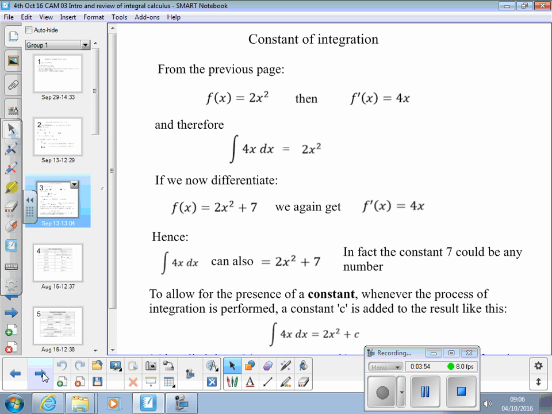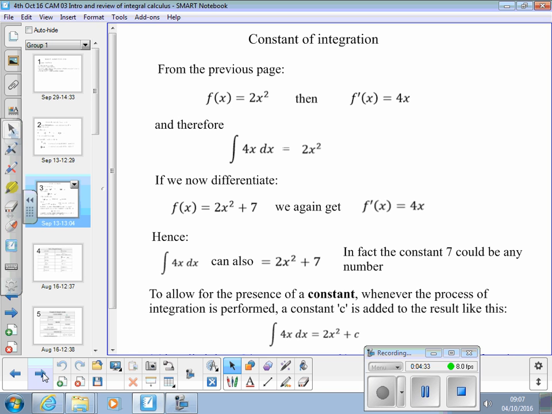Constant of integration. I wish they wouldn't staple these together with two staples. From the previous page, if we have a function f of x equal to 2x squared, then when we differentiate it, we end up with 4x. So therefore, the integral of 4x must be 2x squared. So what's the process that we have to go through to get back from 4x to 2x squared? That's what we're going to be looking at.